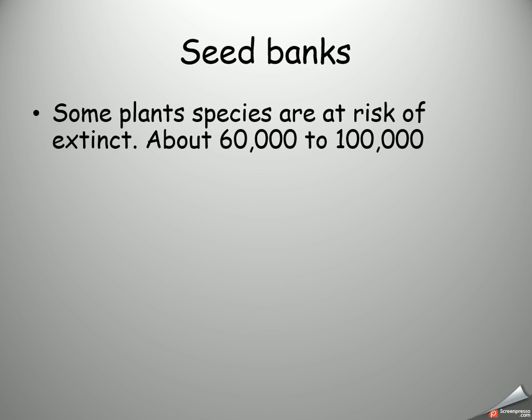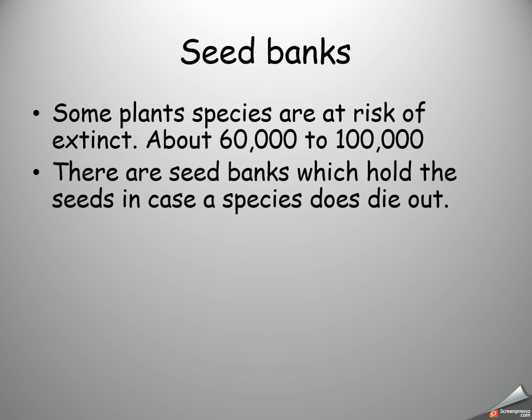Okay, now seed banks. Now, plant species are also endangered, becoming extinct. Okay, and there's about 60 to 100,000 species that are actually endangered right now. So there are special seed banks, where we put the seeds in jars and we keep them there just in case that species does die out, we can bring it back.